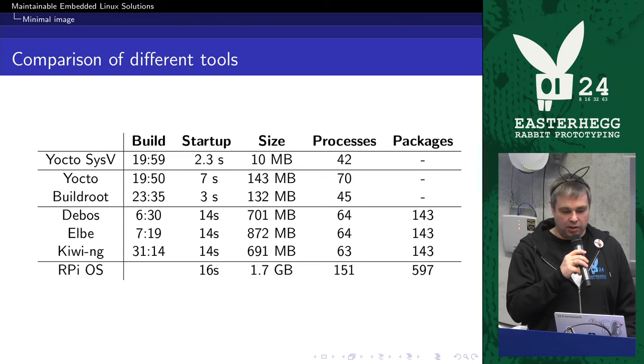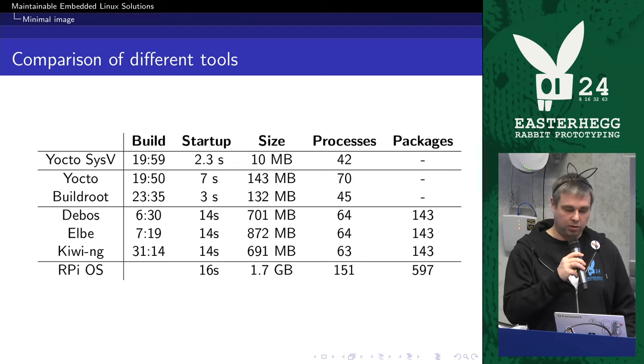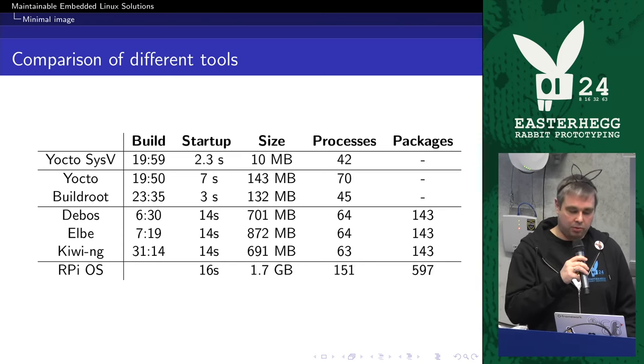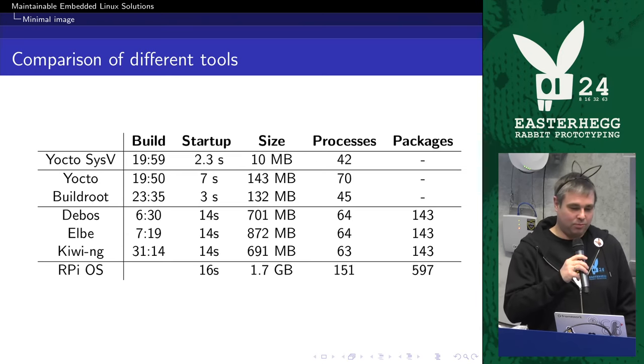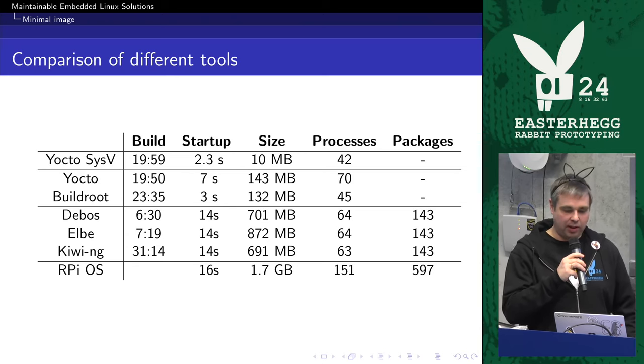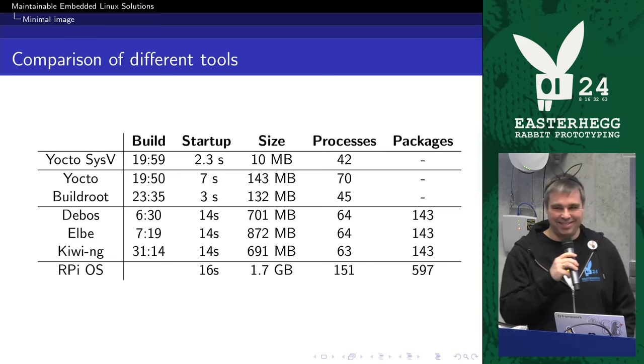Okay, and then the last line, we also want to have some data for the Raspberry Pi OS. So we just took the minimal server image from Raspberry Pi for this comparison. And for the first line, we also wanted to have a comparison to common embedded usage at the moment with sysvinit. For the build time, sysvinit or systemd makes not really a difference, as you can see. For the startup time, it makes a difference.